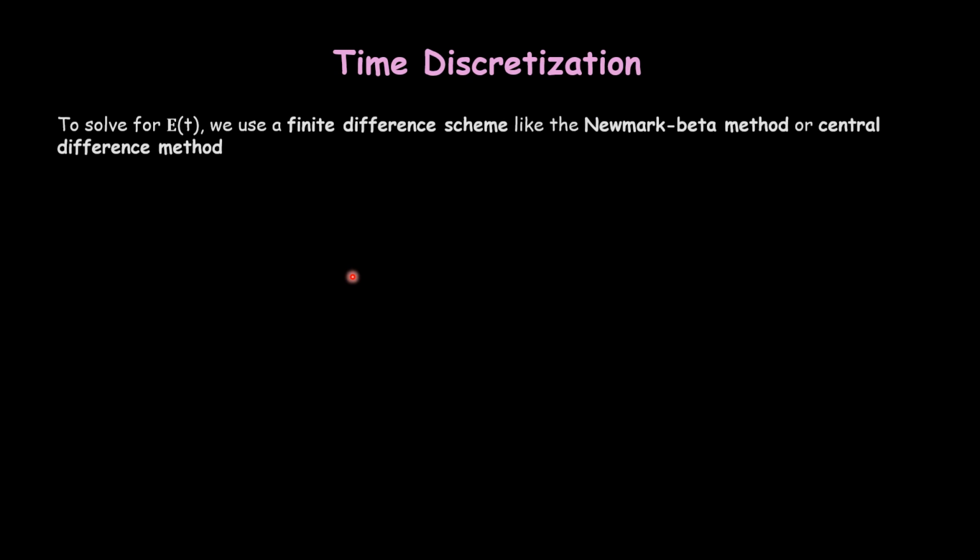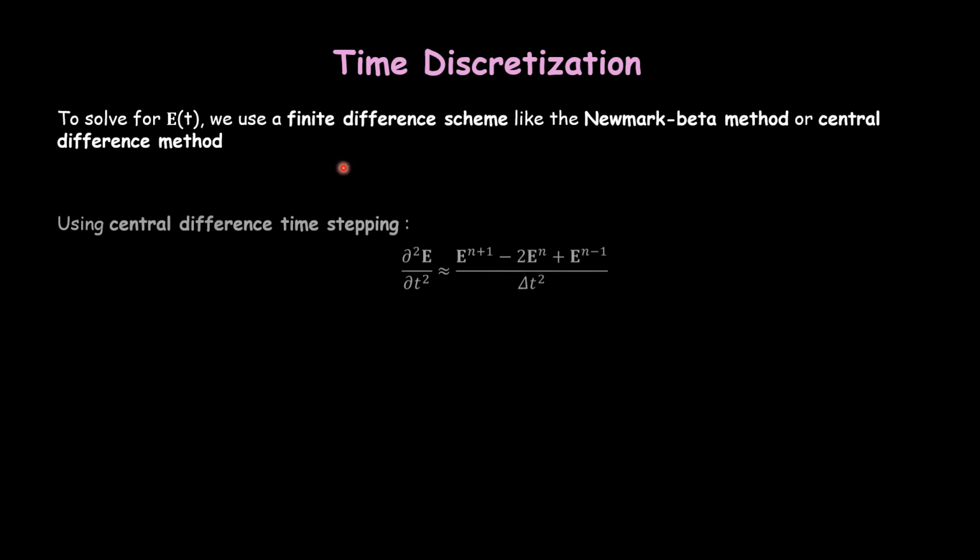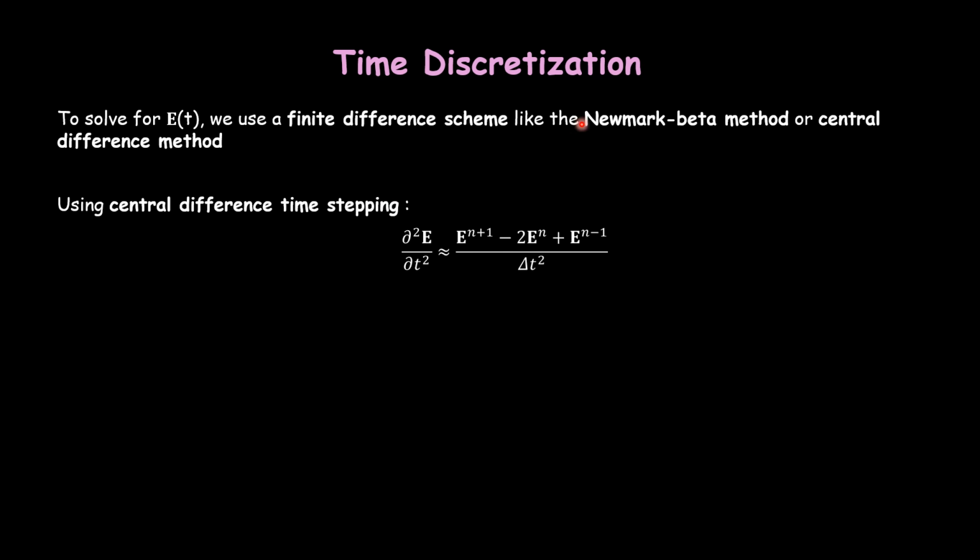And now the question is, how do we discretize the right hand side, where you have the partial derivative of E of second order? To solve that, we use a finite difference scheme like the Newmark beta or the central difference methods. These are potential solutions. I'm not giving you exactly how to solve this problem, but I'm explaining different components and the different approaches that you could take to address these different components.